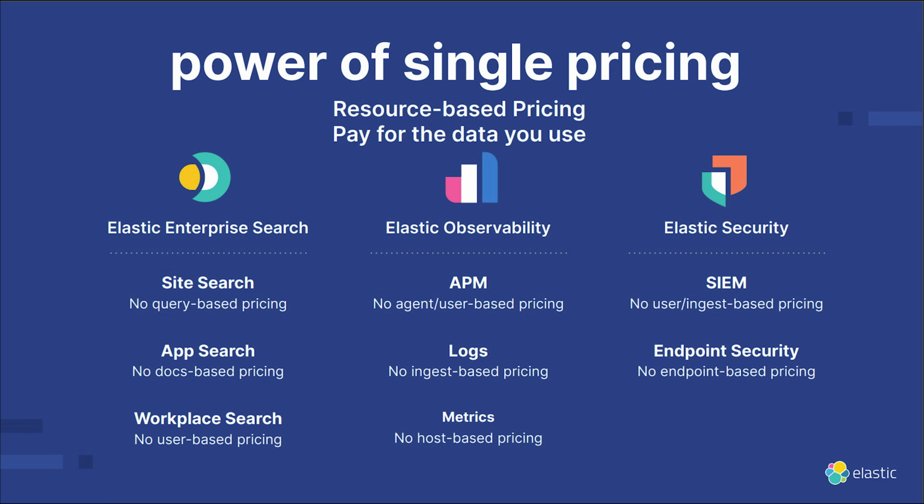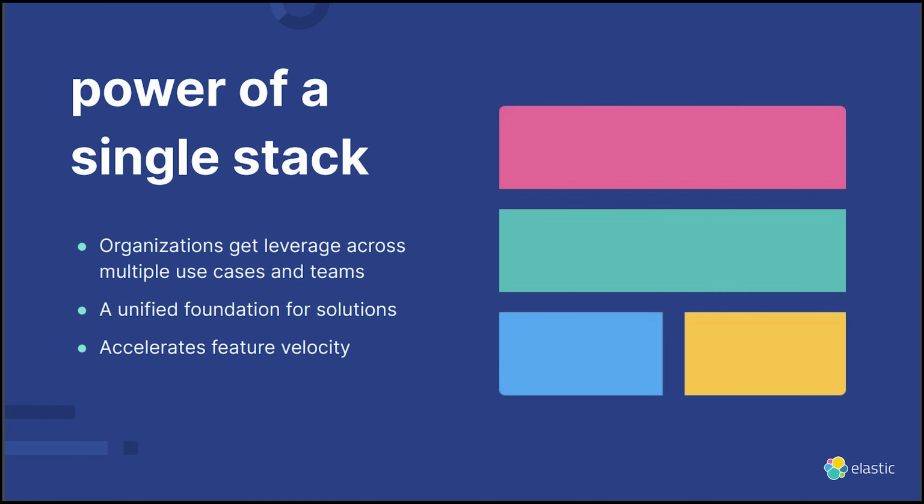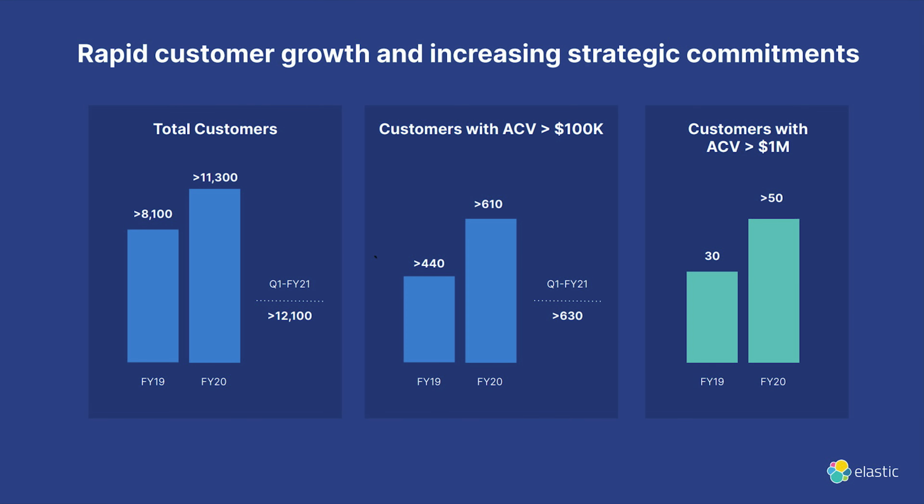Search is being increasingly more important in the enterprise area as it's critical to be able to connect different operators together. And with Elastic being a single stack technology, it makes it very easy for a company to integrate them and be able to have economies of scale across multiple projects, teams, and different use cases. They're seeing pretty rapid customer growth and increasing strategic commitments. As we can see, their total customers in 2019 were about 8,000, and as of 2020, it's hovering around 11,300.